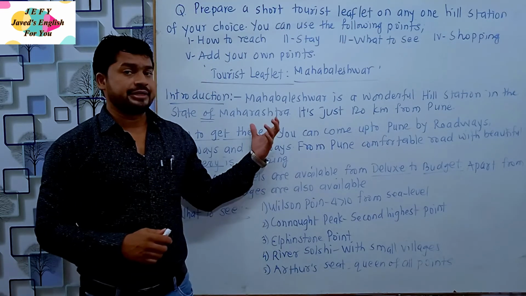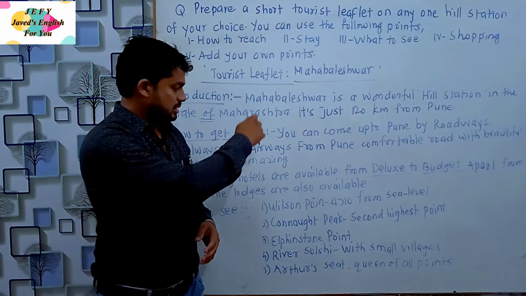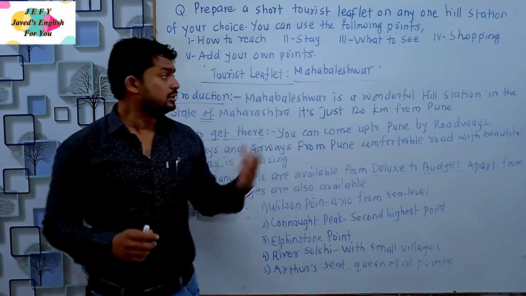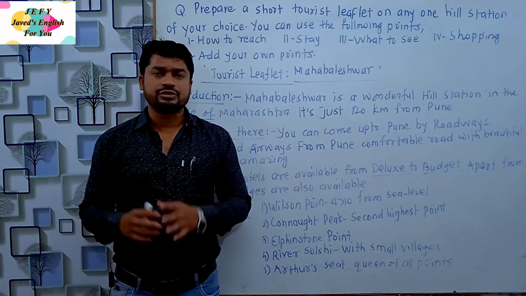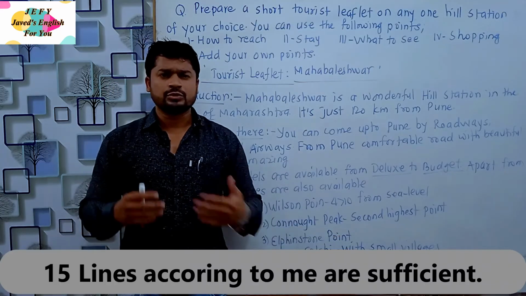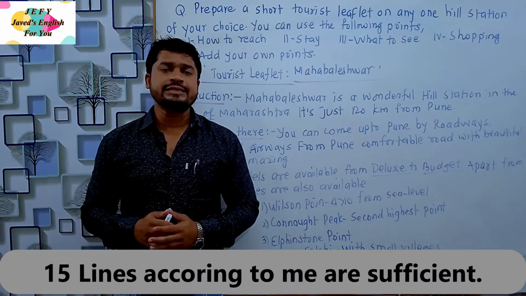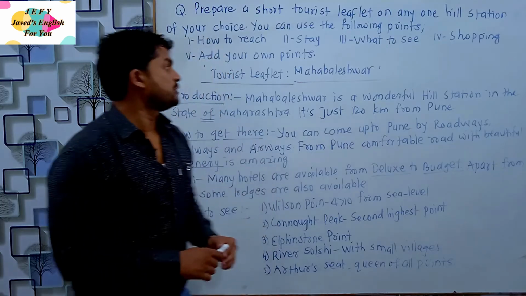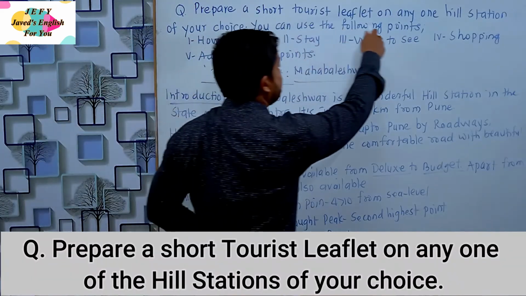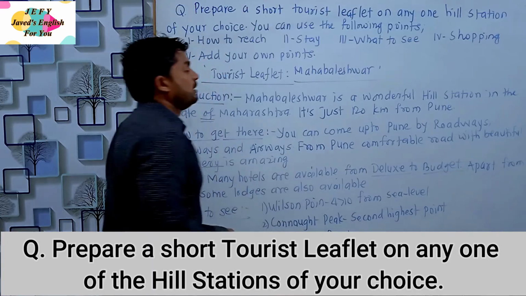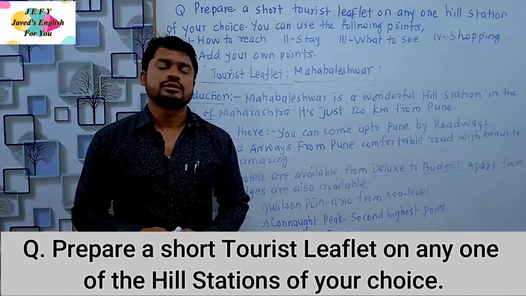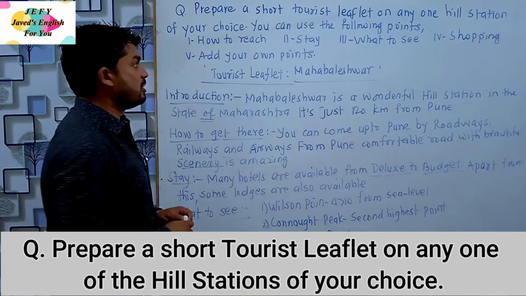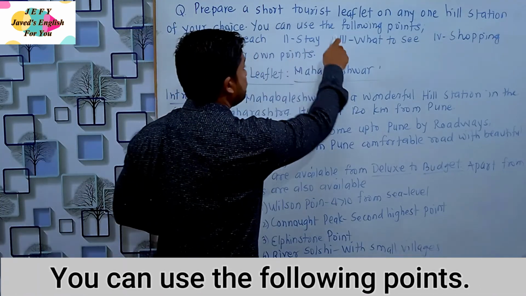So how should you prepare it? Now remember, the one model that I have prepared is not the final one. You can learn from it, but you can make your own points. If you think these points are not sufficient, you can prolong it, you can increase the size of your tourist leaflet. So it's your question: Prepare a short tourist leaflet on any one hill station. Now guys, look here, the destination, the tourist spot, is not mentioned here. Now it's up to us to choose the spot of your choice. You can use the following points.